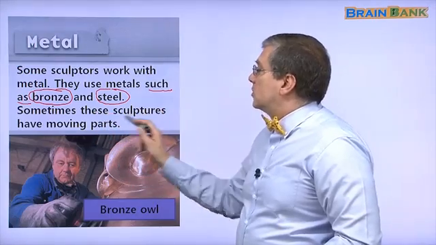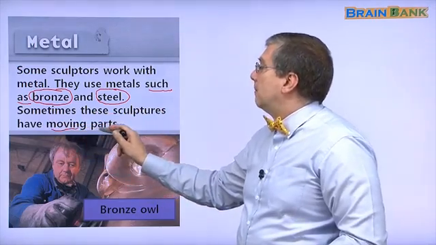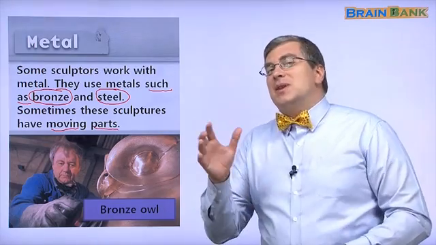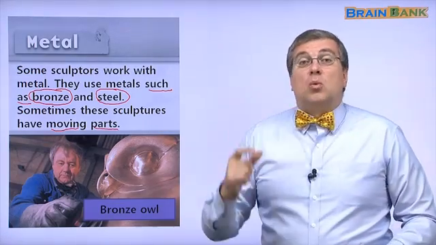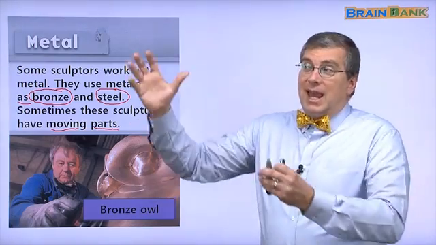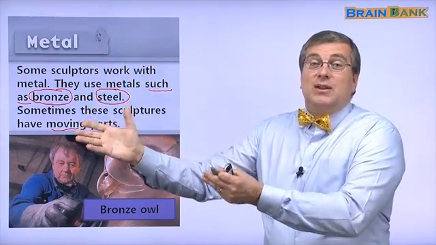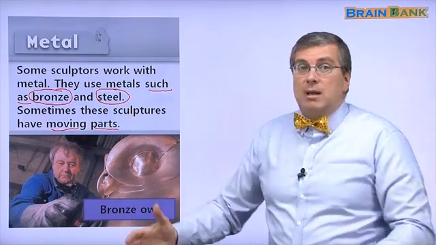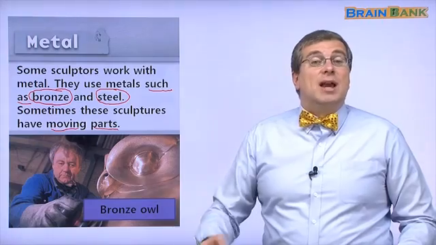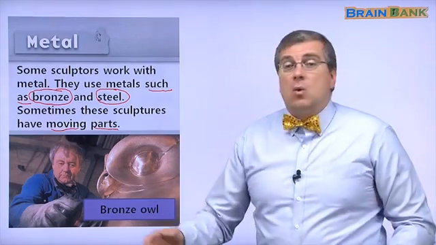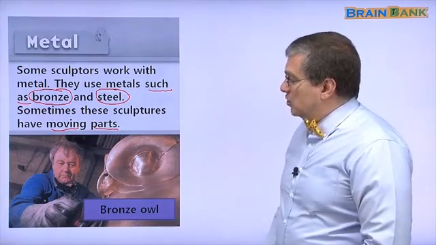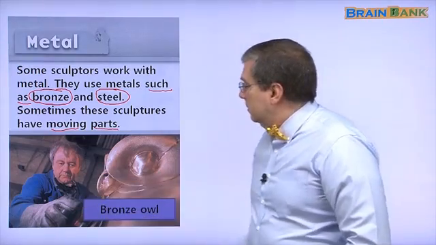Sometimes these sculptures have moving parts. Wow, really cool. But if you think about it, think about a robot. Maybe somebody makes a robot and puts it in front of a building and the robot moves like this. That is a sculpture made of metal with moving parts. Look at the picture. What is this man doing?